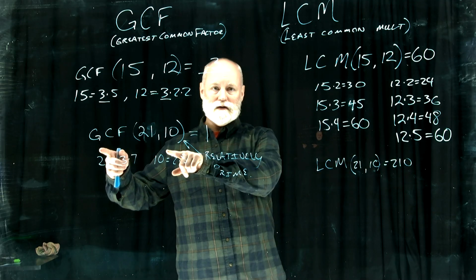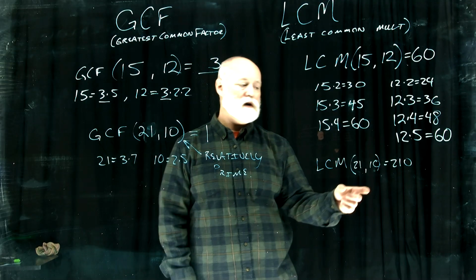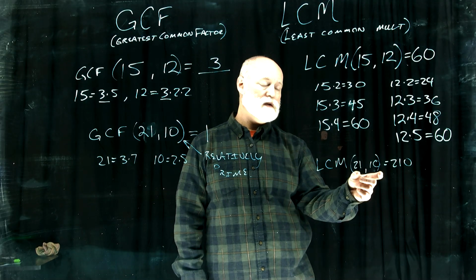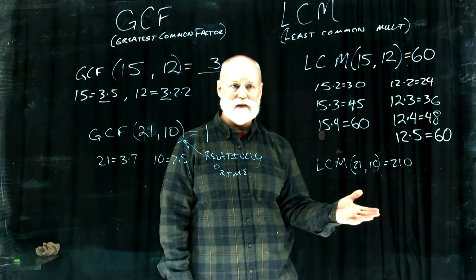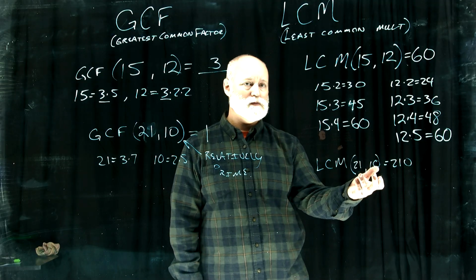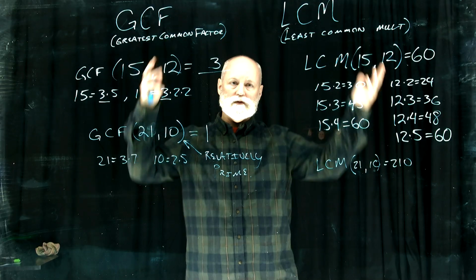So the fact that they are relatively prime, because the greatest common factor is 1, also tells us about the least common multiple, meaning we're going to have to multiply these things times each other in order to get the least common multiple, which is just them multiplied by each other. Okay, so these are special cases as opposed to just generalized cases.